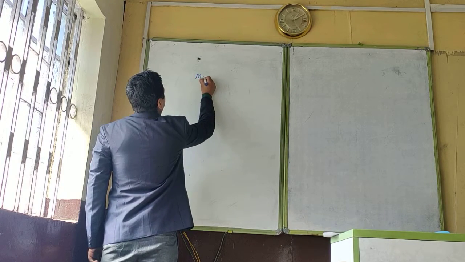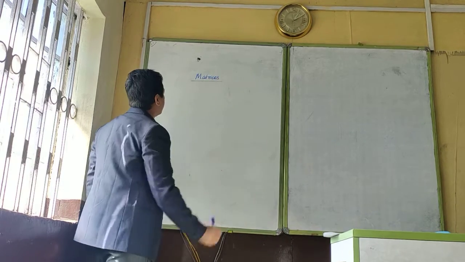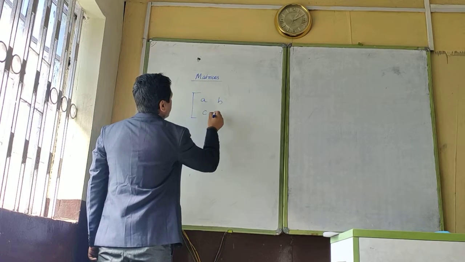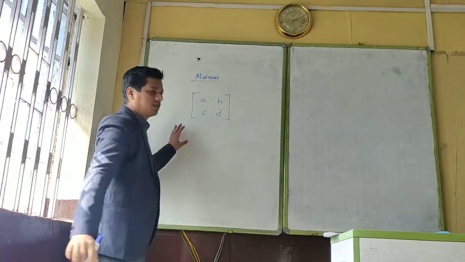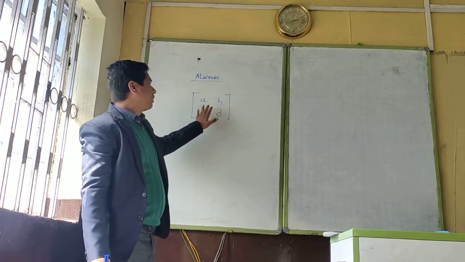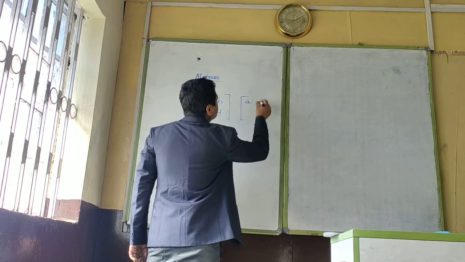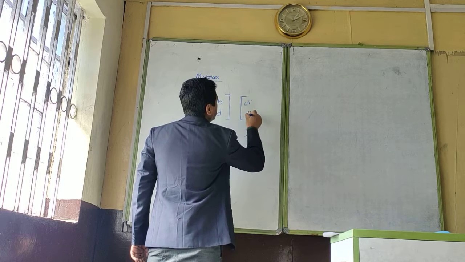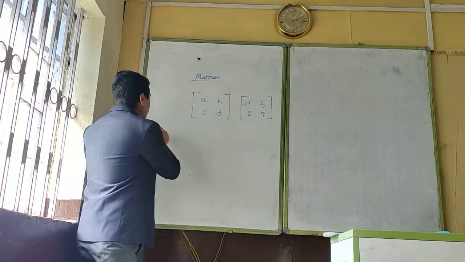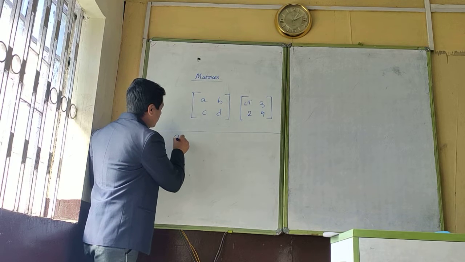Matrices. Let's try to understand by one example. So this is a matrix. Matrix means an ordered arrangement of numbers, symbols and functions. We can write in number form also. Now in a matrix, what we have to know is the order of the matrix.